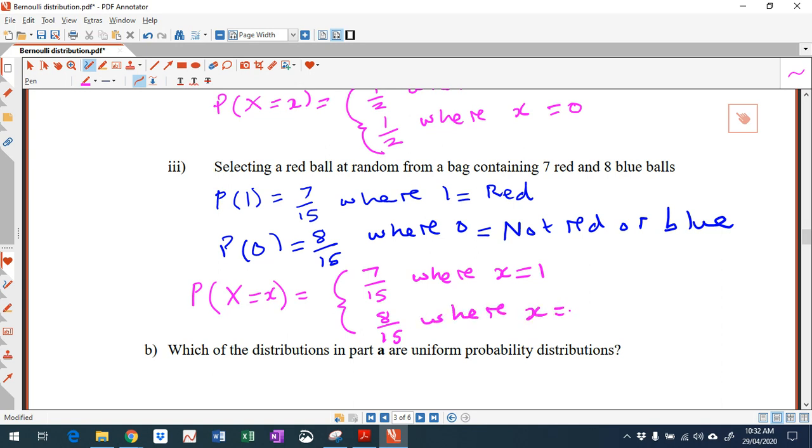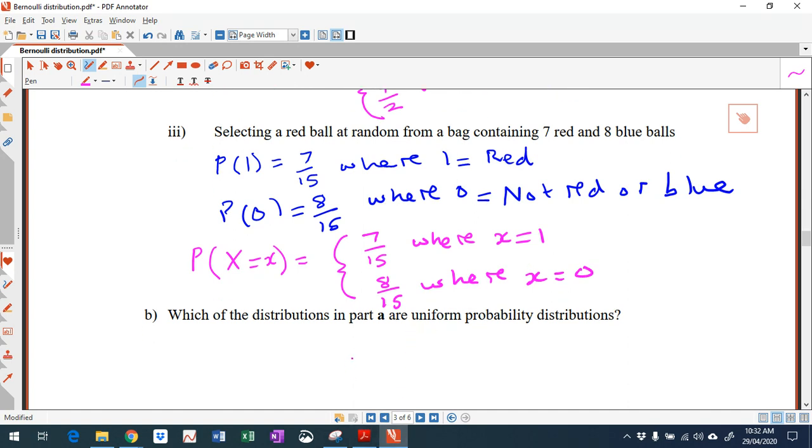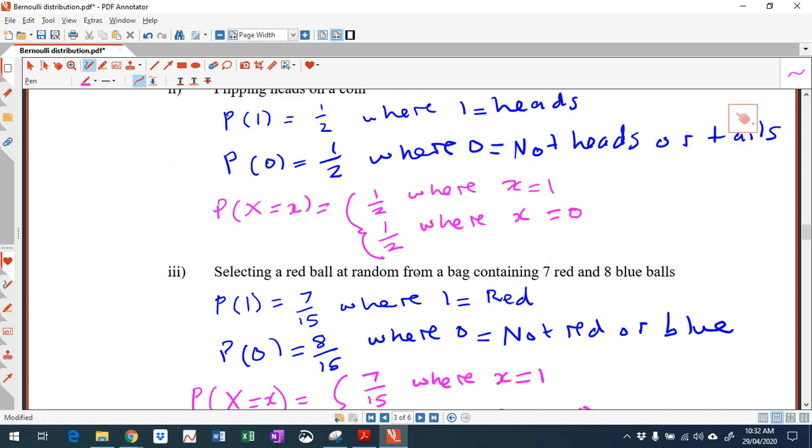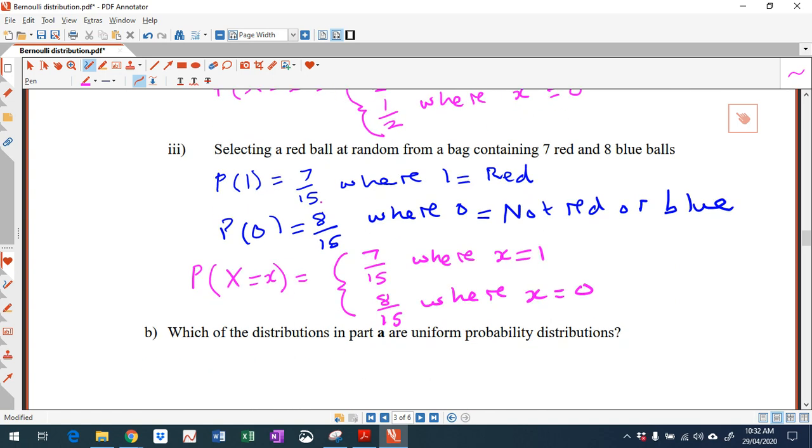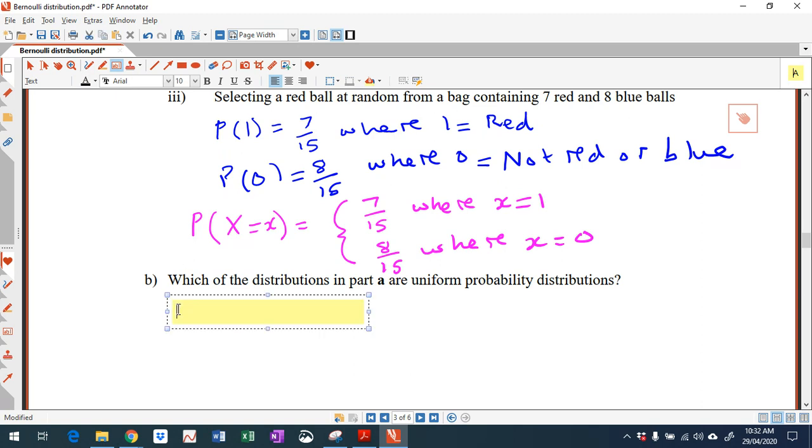Now, last bit, which of the distributions in part A are uniform? So you're just looking for where the probabilities are equal. So obviously part 2. Okay, so I would write down this one here, part 2, since the probabilities are equal. That's what you've got to say.